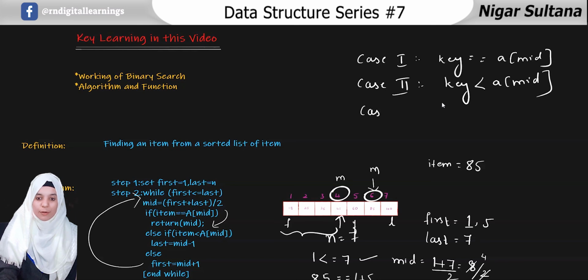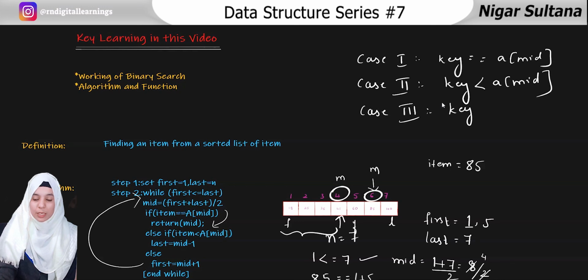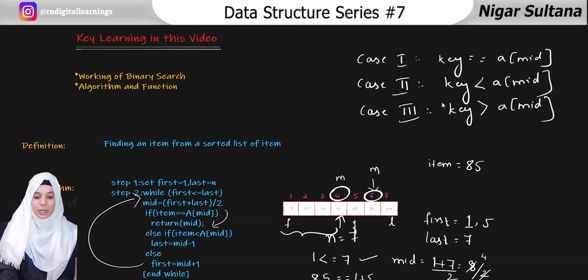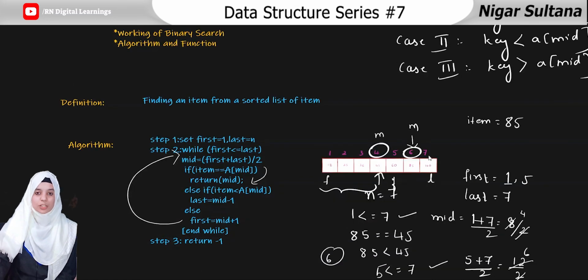Next is case 3. What does case 3 say? If key is greater than A of mid, we are going to ignore the left part of the mid and search in the right part of the array. So these are the important 3 cases of binary search. In this video we have learned the algorithm and function, and how we perform binary search on the given array. So thanks for watching this video.